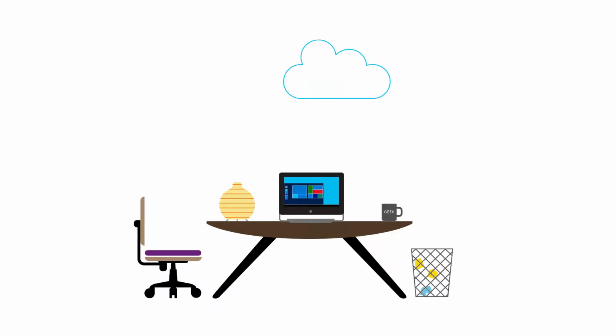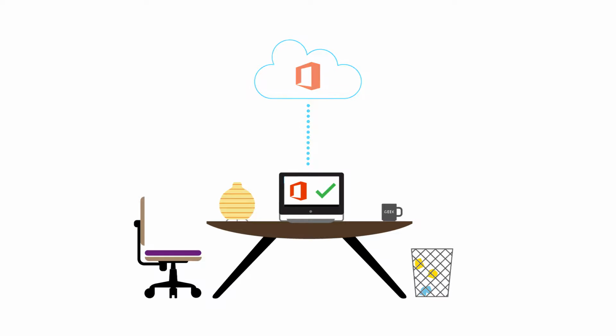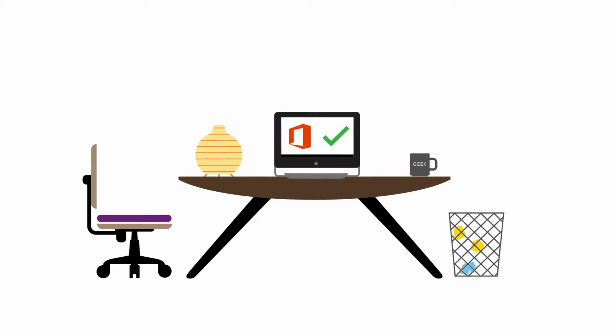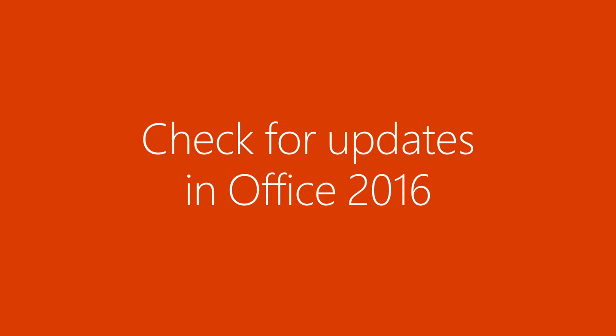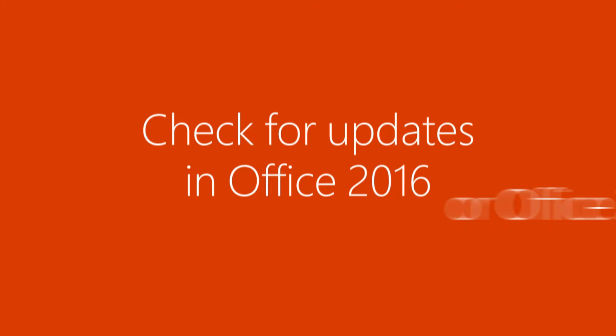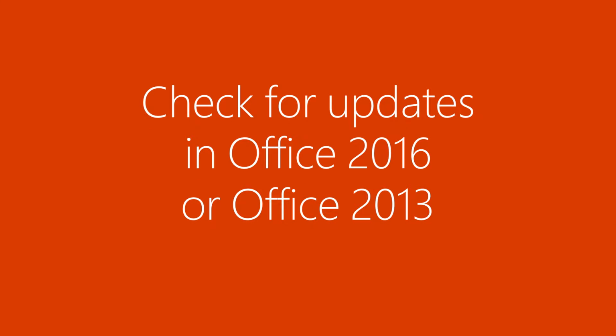By default, Office is configured to install updates automatically. However, there may be times when you want to check for updates immediately, like when you're troubleshooting a problem with Office. Here's how to check for updates in Office 2016. These steps will also work for Office 2013.